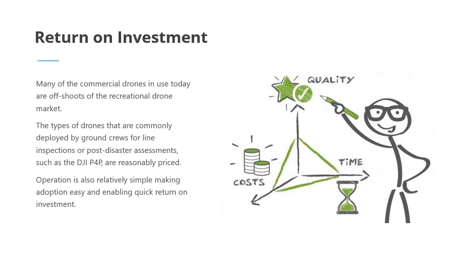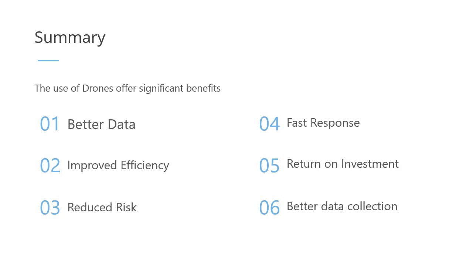Now, many of the commercial drones in use today are offshoots of the recreational drone market. The types of drones that are commonly deployed by ground crews for line inspections or post-disaster assessments, such as the DJI Phantom 4, are very reasonably priced nowadays. Operation is also relatively simple, making adoption easy and enabling quick return on your investment.